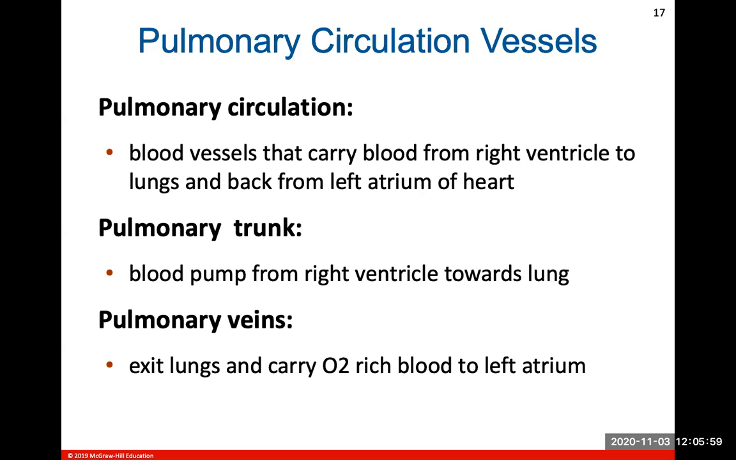Then the pulmonary circulation vessels. Pulmonary circulation is blood moving from the right ventricle to the lungs and then back to the left atrium of the heart, filled with oxygen. The pulmonary trunk is where blood is pumped from the right ventricle towards the lungs, and the pulmonary veins will exit the lungs and carry oxygen-rich blood back to the left atrium.